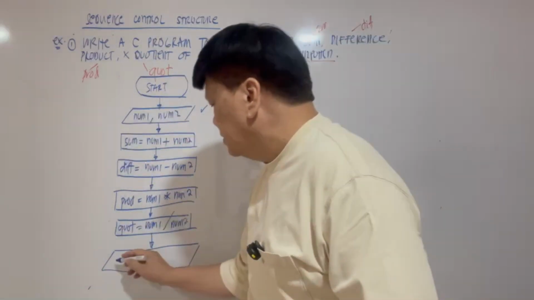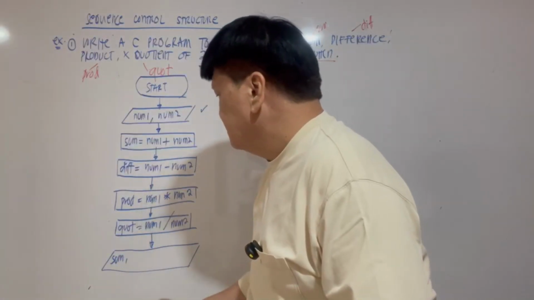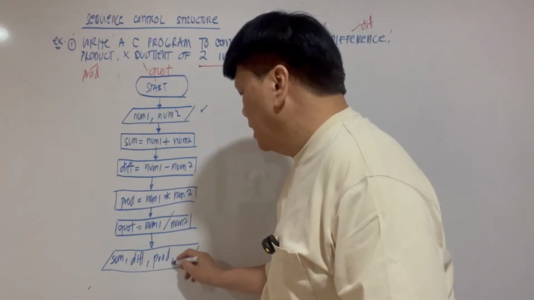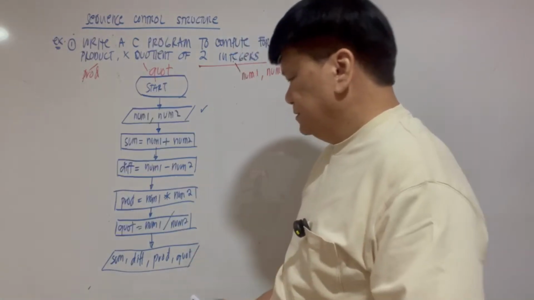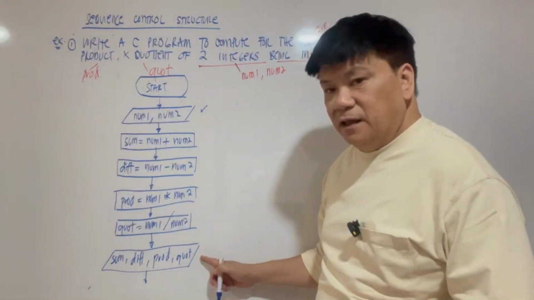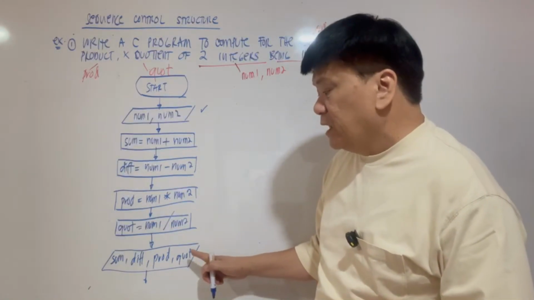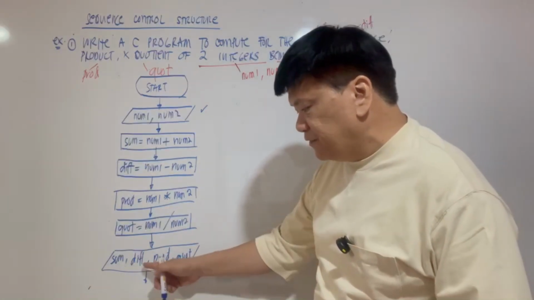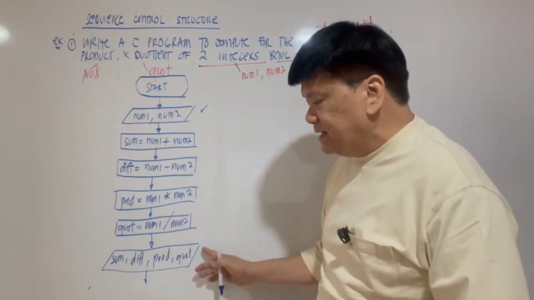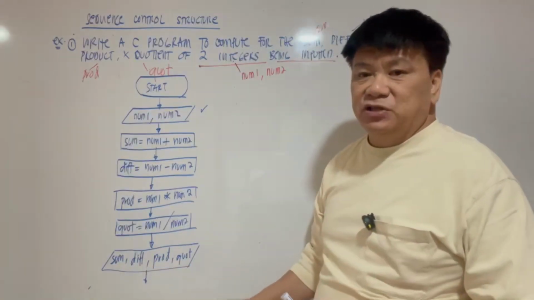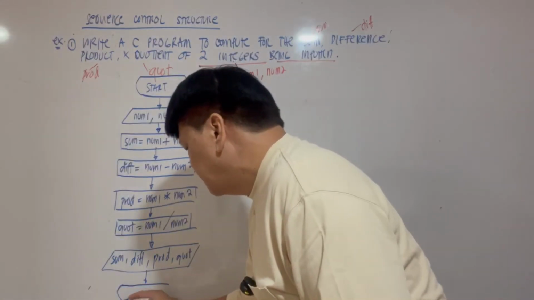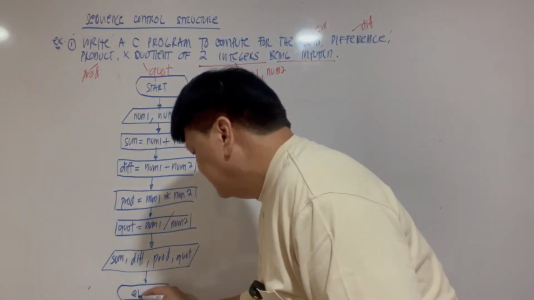So what are the outputs? The sum, difference, prod, and quote. You can also make use of a single parallelogram for sum, then difference, then the product, and then the quotient. If you would like to put all of that inside this one parallelogram, you just have to separate them using a comma. Then that's the end of our flowchart. Then we put here the end.